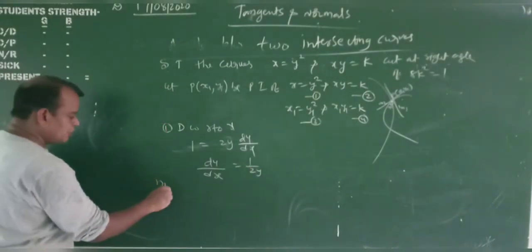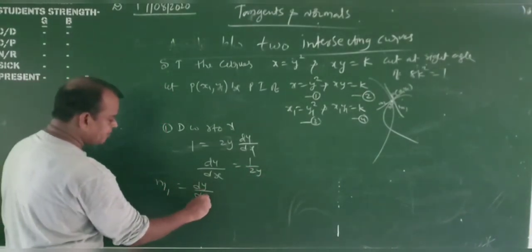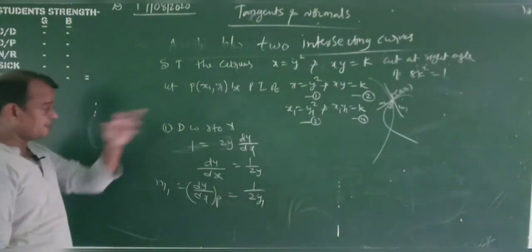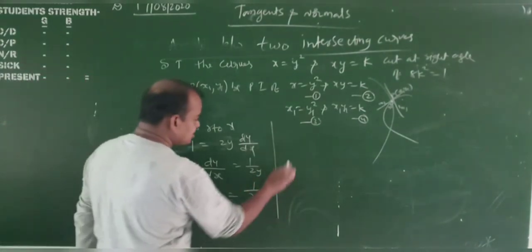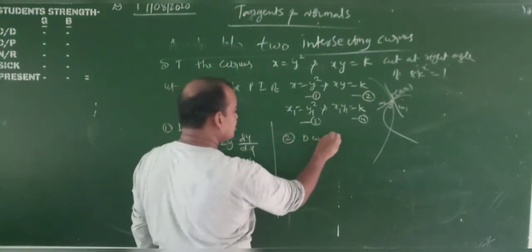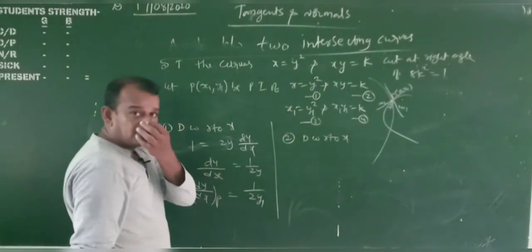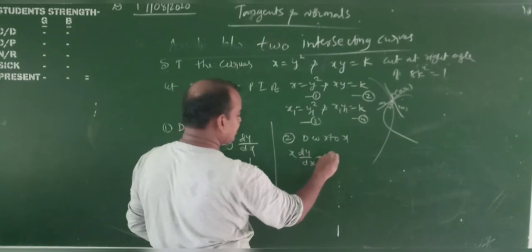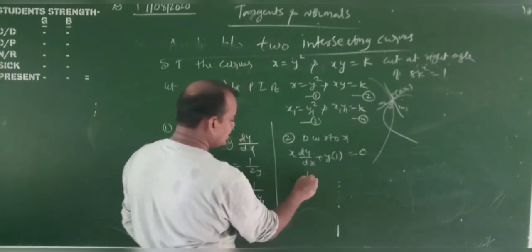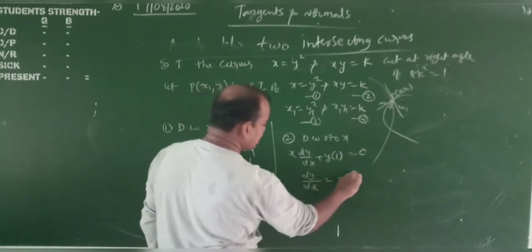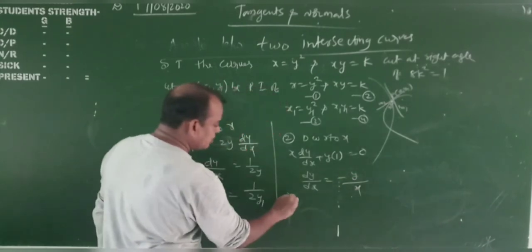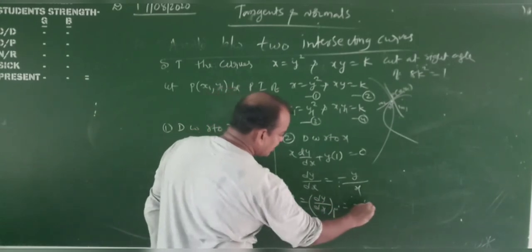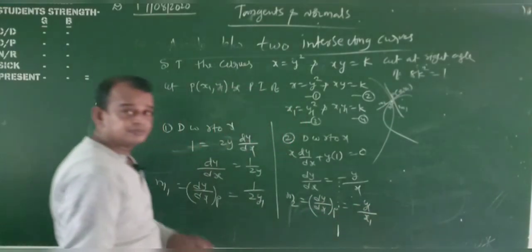Now slope m1 is equal to dy by dx at P, which means at (x1, y1), 1 by 2y1. Now differentiate equation 2 with respect to x, using the product rule, the UV method. x into dy by dx plus y into the x derivative 1 is equal to k's derivative, which is 0. Now dy by dx is equal to minus y by x. m2 is equal to dy by dx at P, which is minus y1 by x1.